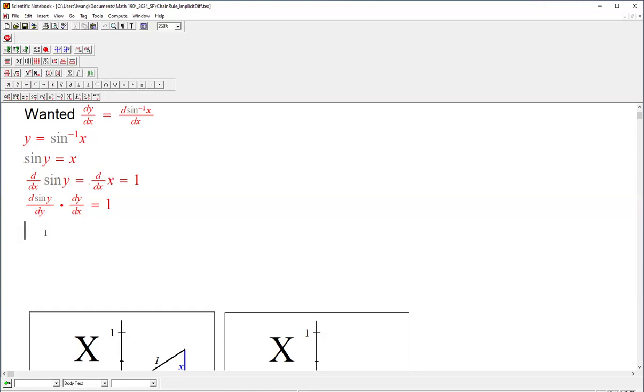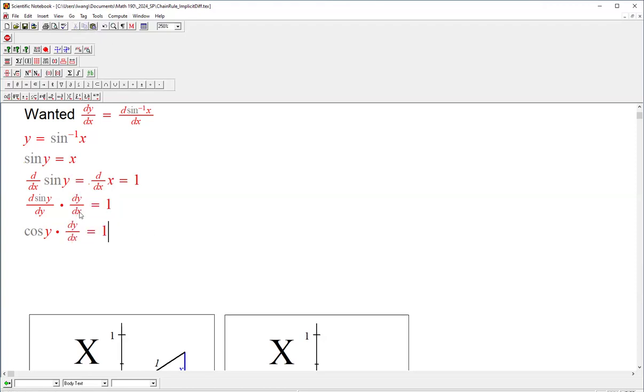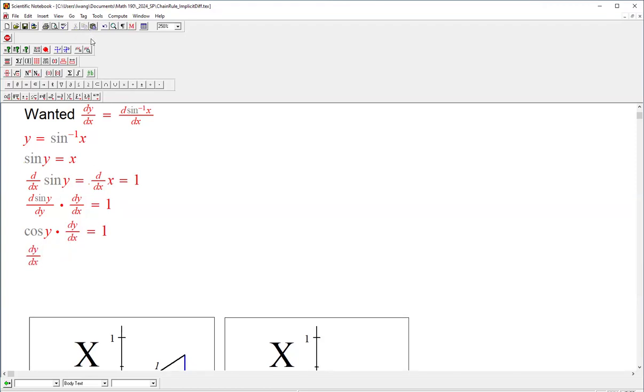dy/dx is what we wanted, that equals 1. And of course, the derivative of sine y with respect to y is cosine y. So cosine y multiplied by dy/dx equals 1. So for dy/dx, we divide both sides by cosine y, so we get 1 over cosine y. And of course, this is not done, right? We know sine y is x.